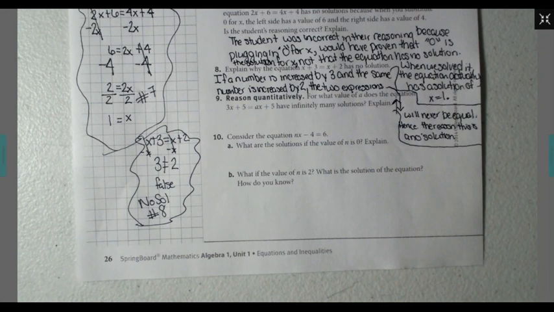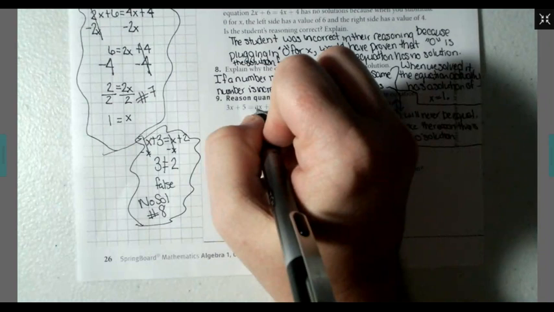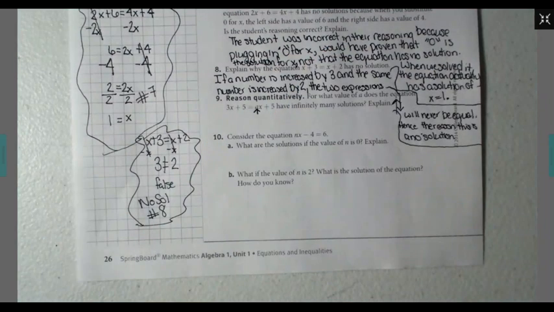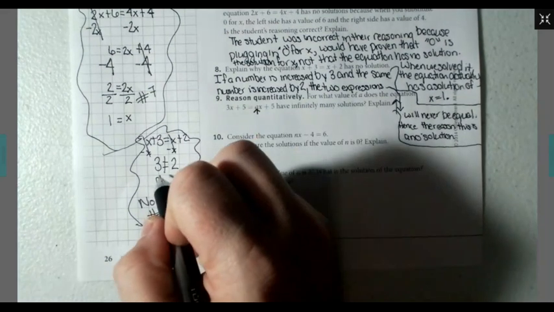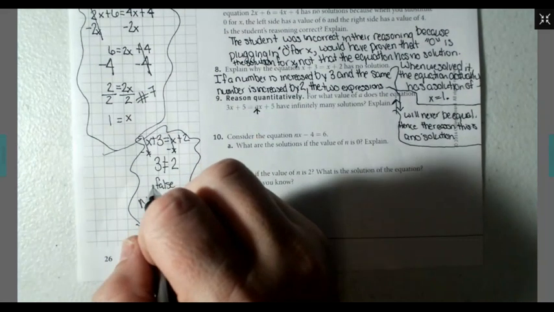Number 9 says, reason quantitatively. For what value of a does the equation 3x plus 5 equals ax plus 5 have infinitely many solutions, and explain? So I want to know what value here would make this be a true statement in the end. Basically, whenever I come down to the end, I want it to say the same thing on one side as the other.